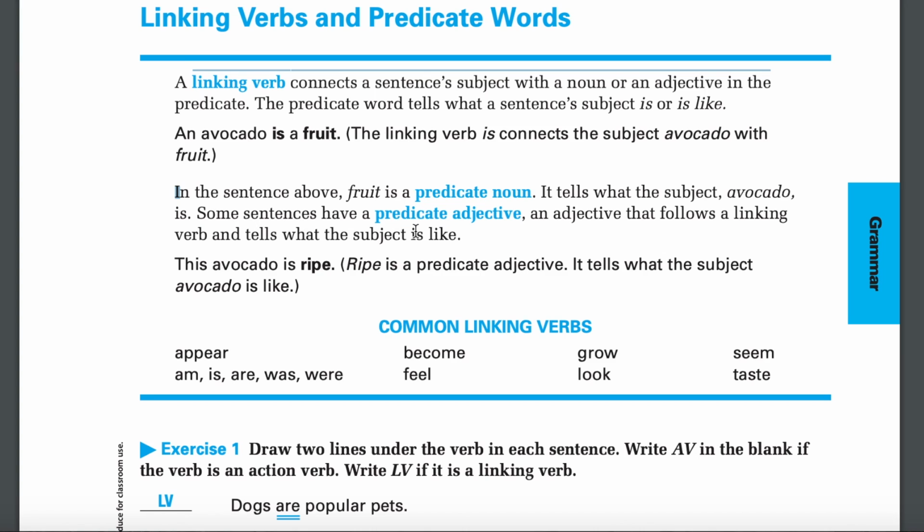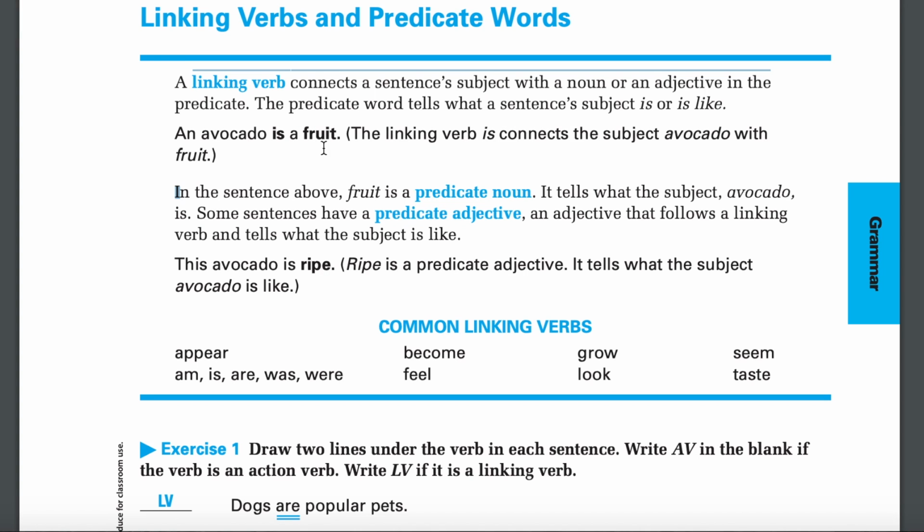Some sentences have a predicate adjective. Remember, an adjective is something that describes something else. An adjective that follows a linking verb tells what the subject is like. Okay, so for example, this avocado is ripe. Ripe is a predicate adjective. Ripe is not a thing, person, place, or idea, okay? It's a describing word. It tells what the subject avocado is like, so it's describing the avocado.